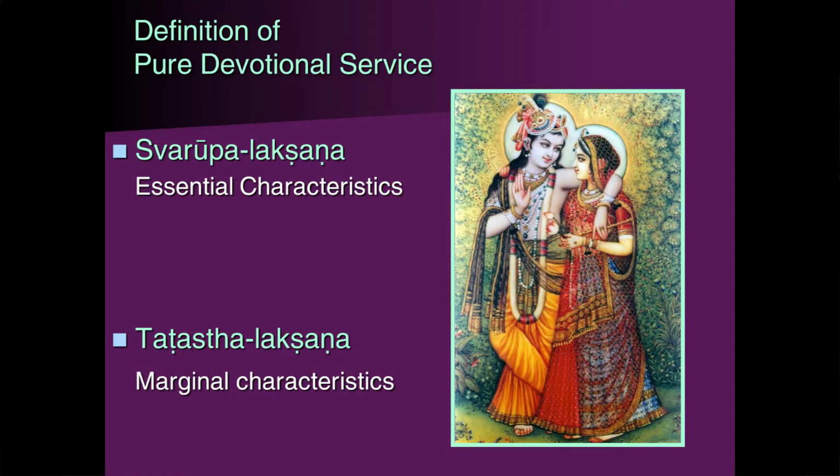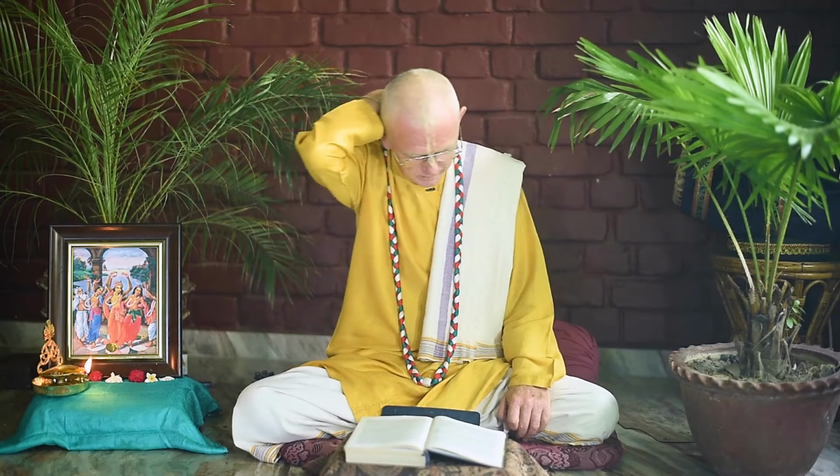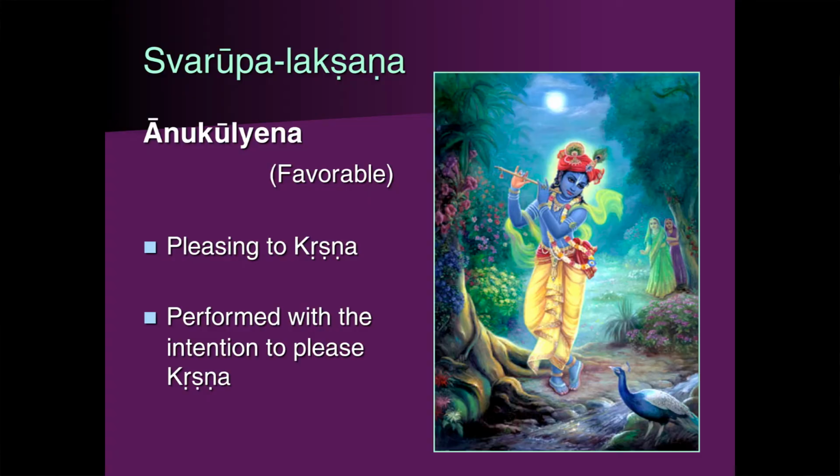So we will examine this verse from the point of view, firstly, of the svarupa lakshana, the essential characteristics, and then from the tatastha lakshana, the marginal characteristics. The essential characteristics of the verse are the second half, anukulyena krishnanu shilanam, which define in detail specifically what is devotional service. The first half, anyabhilashita shunyam jnana karmadi anavritam, describes the marginal symptoms of pure devotional service, which we will also examine. So let's begin by looking at the essential characteristics, the definition of pure devotional service, word by word.